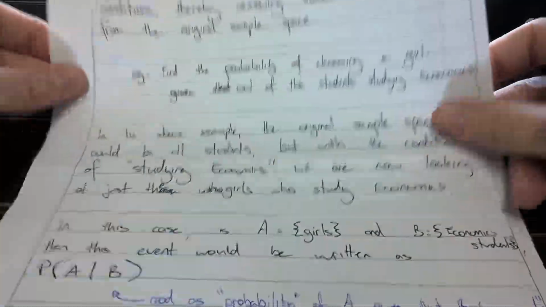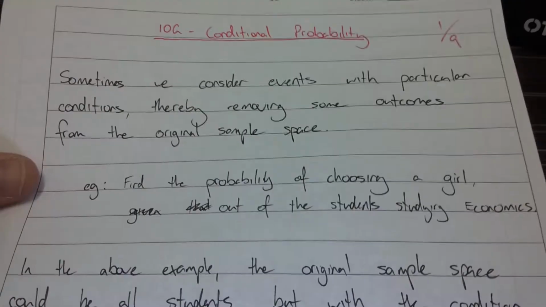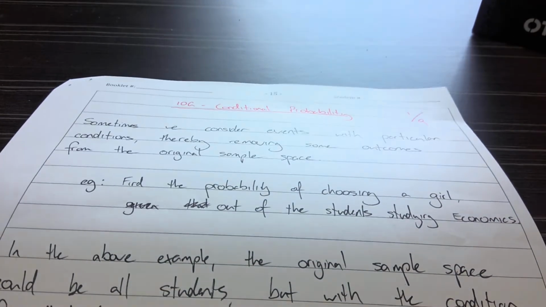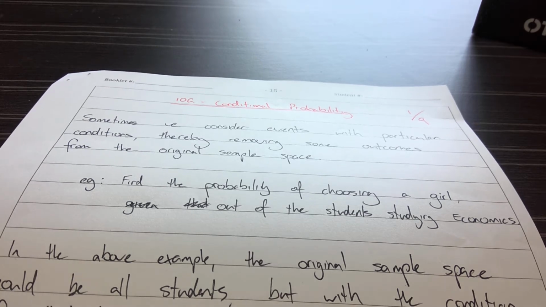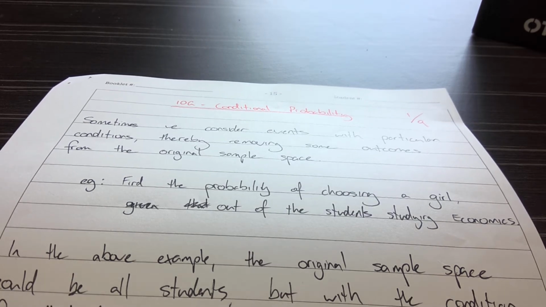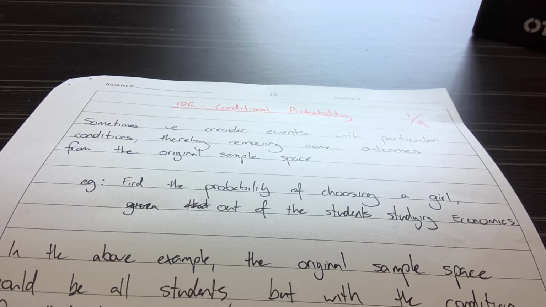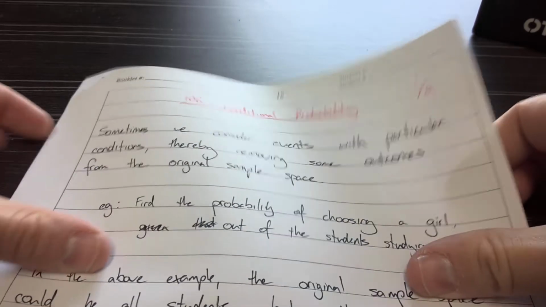I'll just quickly go through 10G, which is a bit quicker, or makes a bit more sense, but it's also a few more notes, so I'll read through these. So we're talking about conditional probability here, and this is just when we're limiting the sample space of an experiment because we're trying to meet a particular condition. So we'll read through this.